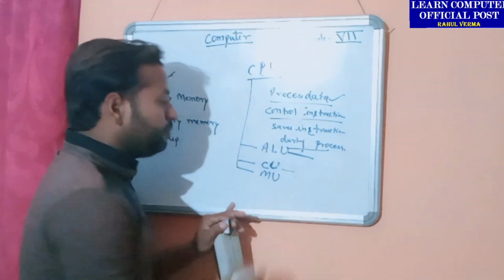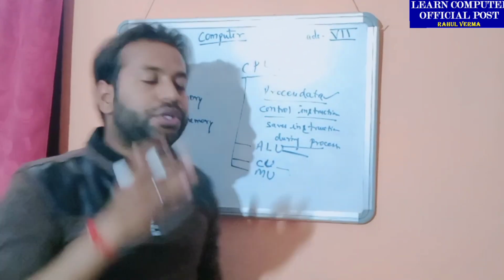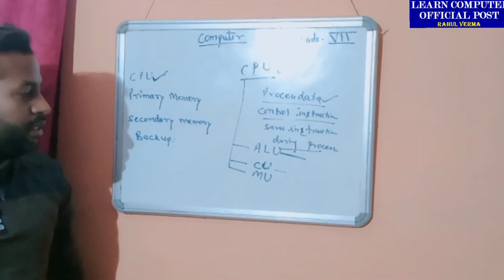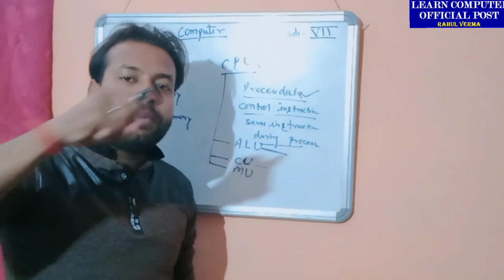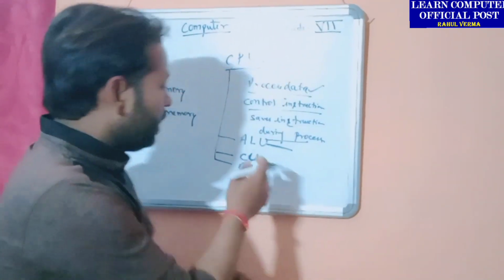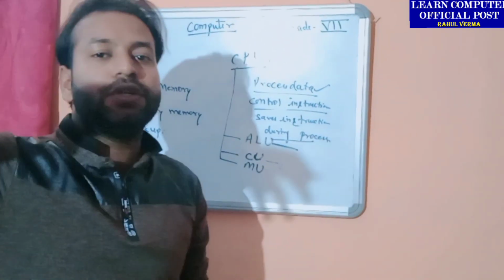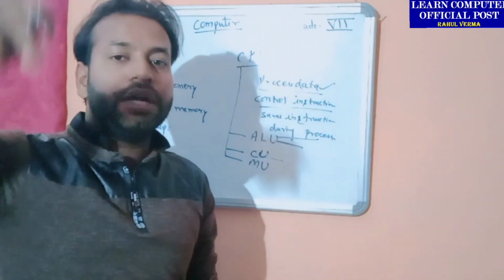Then the second one comes, which is called CU. CU stands for Control Unit. What does the control unit do? Control unit controls the operations of different instructions in the computer. Whatever instruction is given by the user, that instruction will be controlled by the CU. That's why its name is Control Unit.